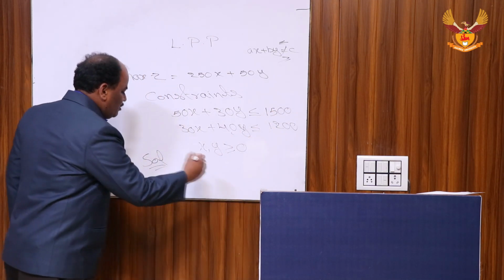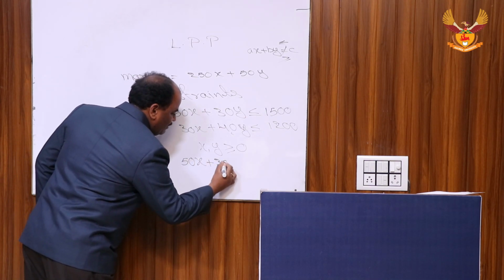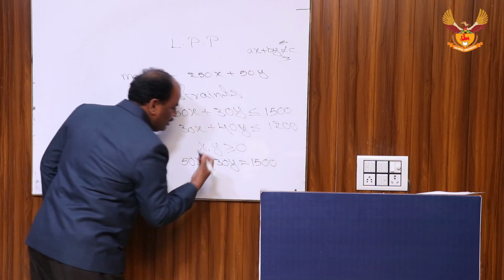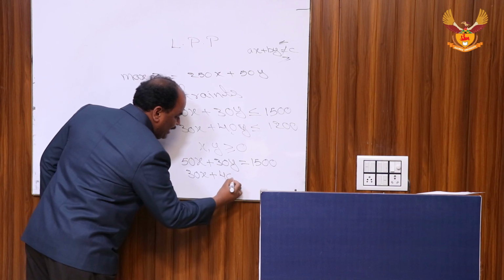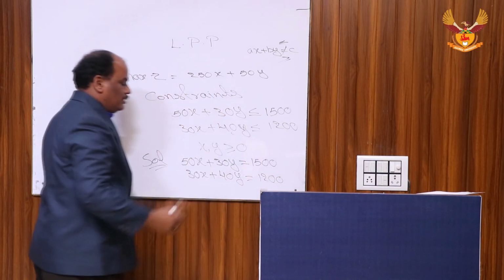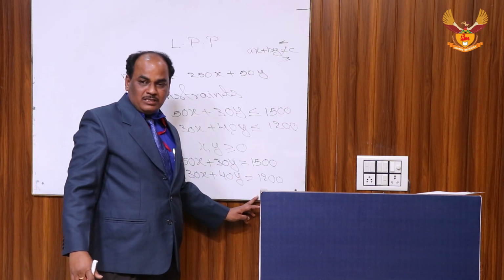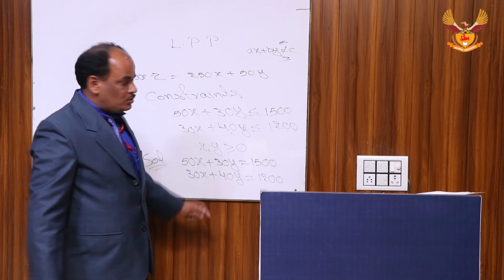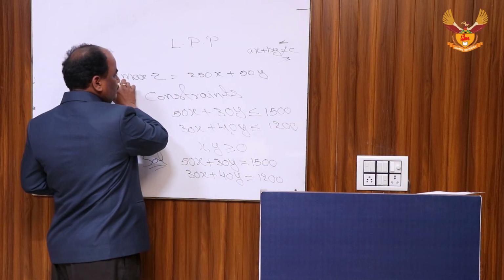So it becomes 50x plus 30y is equal to 1500, and the second one is 30x plus 40y is equal to 1200. To solve these two equations we have plenty of methods. The best method in linear programming is the graphical method. So how to solve by using the graphical method, let me explain.